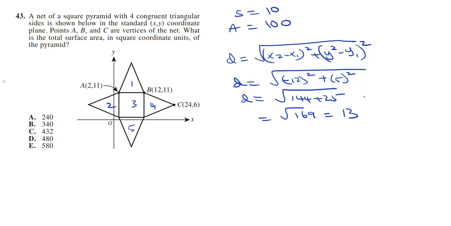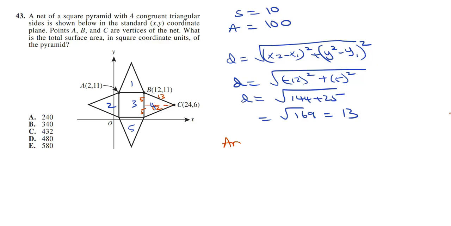So if this is 13, so here's what we're going to be working with. If this is 13, we're going to draw a dotted line to get our altitude. Remember, area of a triangle is half base times height. So let's draw the altitude right here. I can already tell you that this is 5. If this is 13, this is going to be 12. We can already see that here. 12, 5, 13. So we have 5 here and also 5 here.